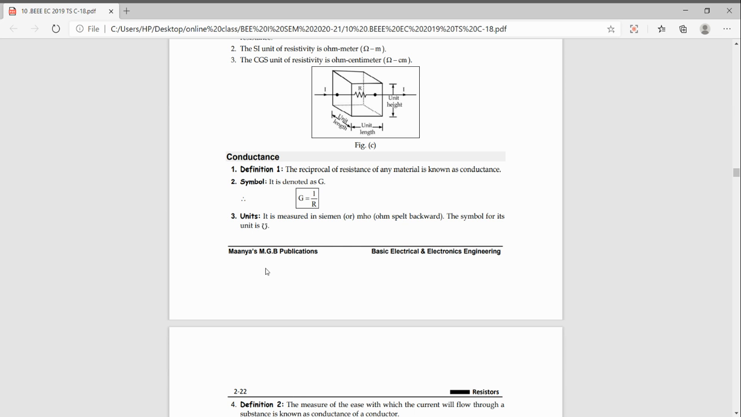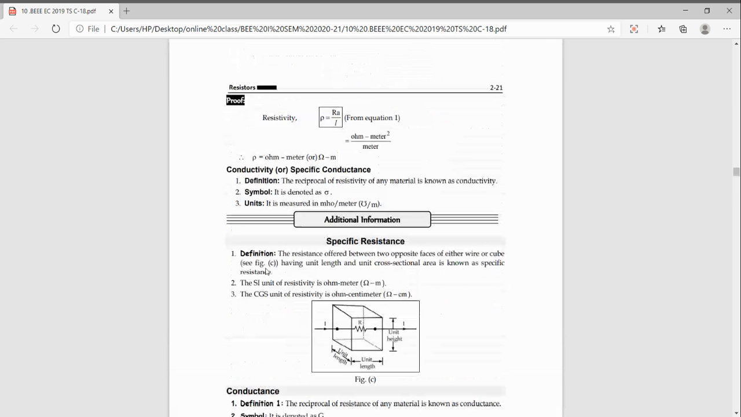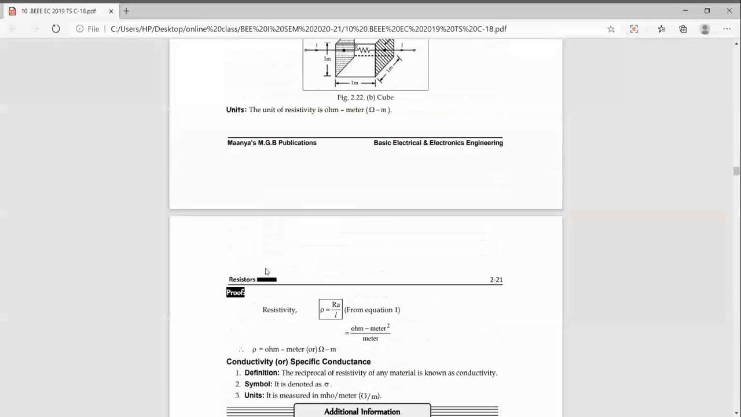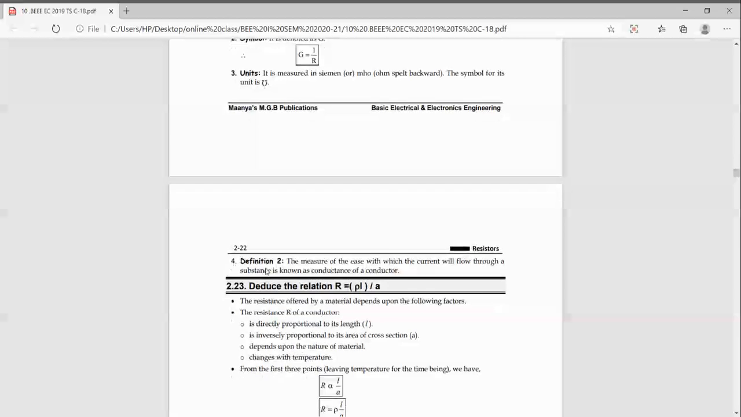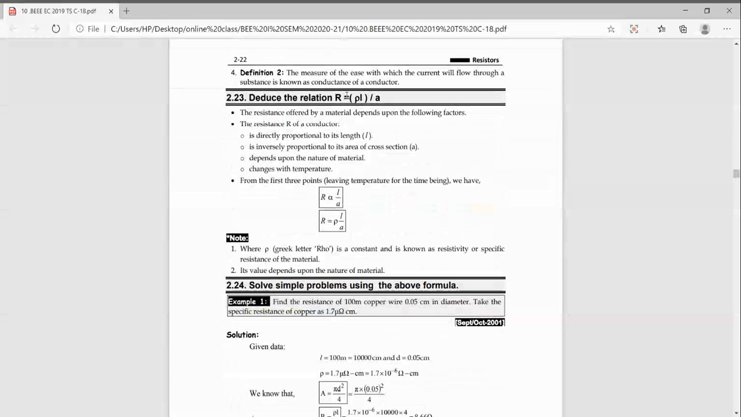Okay, so now we have gone through the specific resistance, that is resistivity, specific conductance, that is conductivity, and the conductance. Now we already know that R is equal to rho into L by A, but still we will see how this relation is given. The resistance offered by a material depends upon the following factors. Always remember that the resistance will depend upon the length, the cross-sectional area, the nature of the material and temperature. We will see how actually it will depend.